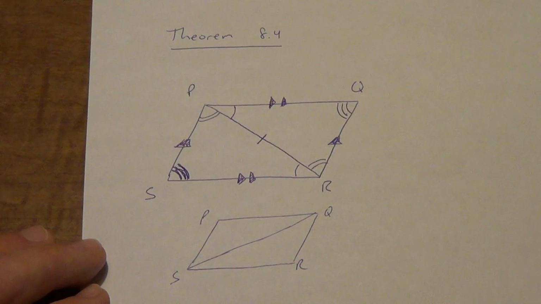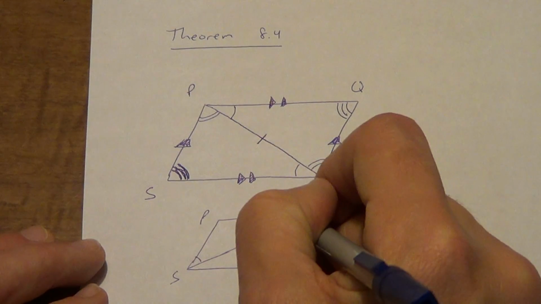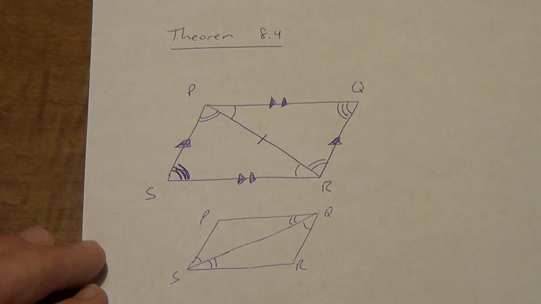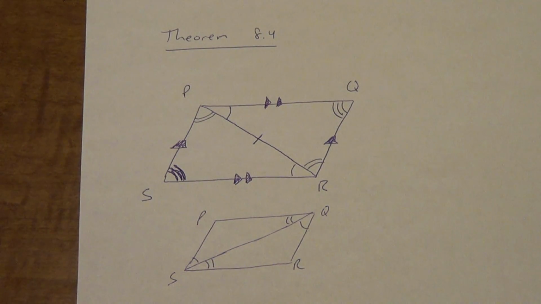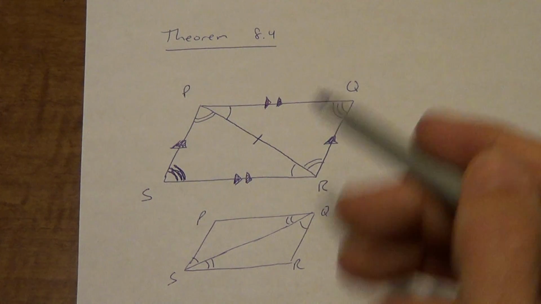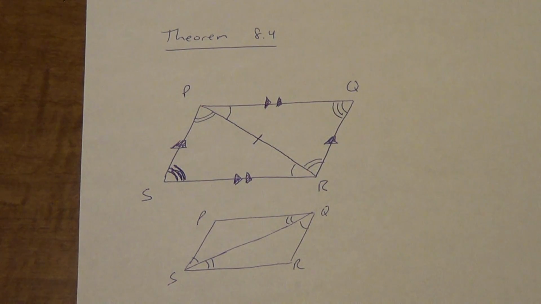If we draw the other diagonal instead, we'd get our alternate interior angles again. We'd use the third angle theorem really fast. Angle P is congruent to angle R. So it's a lot easier to do it that way. All right, so we just proved Theorem 8.4, that both sets of opposite angles have to be congruent. And that's without drawing the diagonal in.